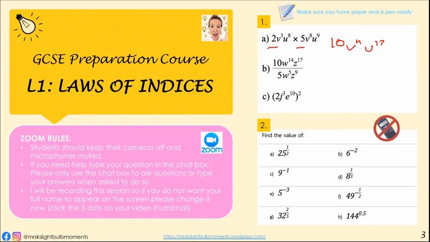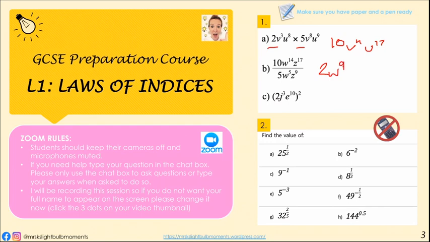Question B is the division rule. So again, you can see the coefficients, the 10 and the 5 at the beginning. Treat them normally. 10 divided by 5 gives us 2. Then we've got the powers. W to the power of 14 divided by W to the power of 5. Here we subtract. 14 take away 5 is 9. So we get W to the power of 9.